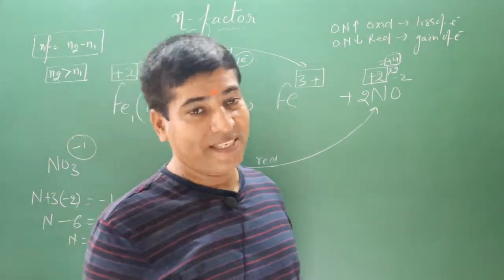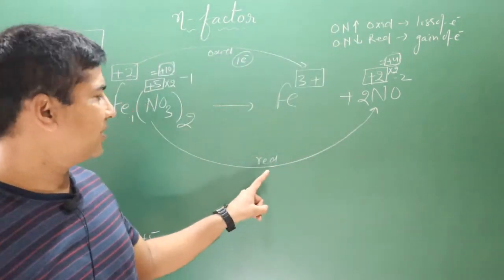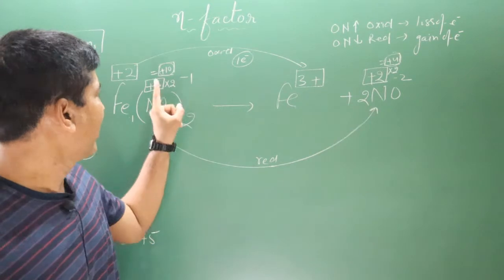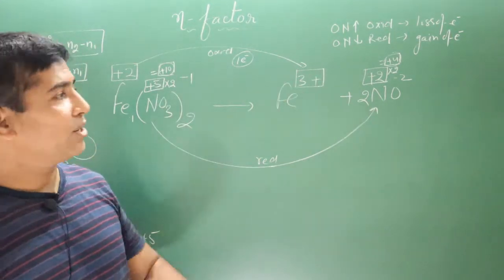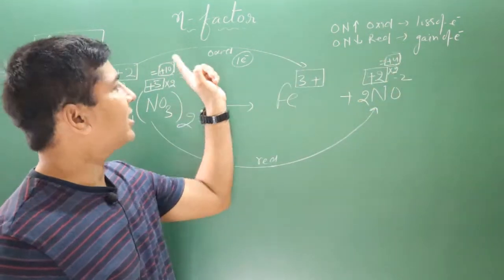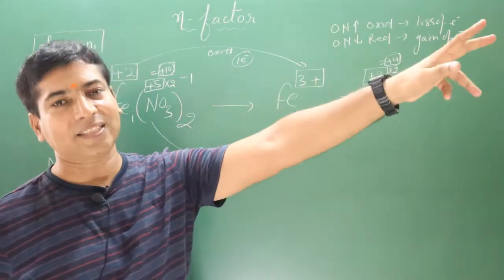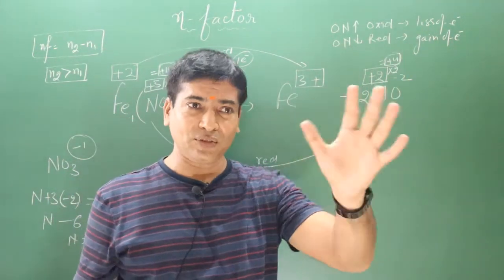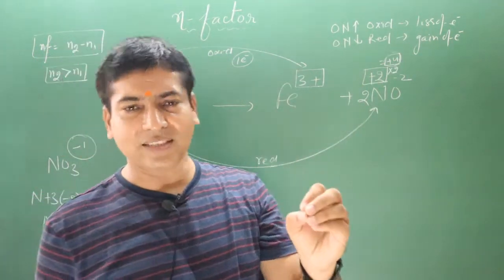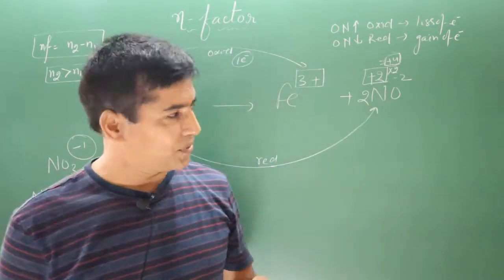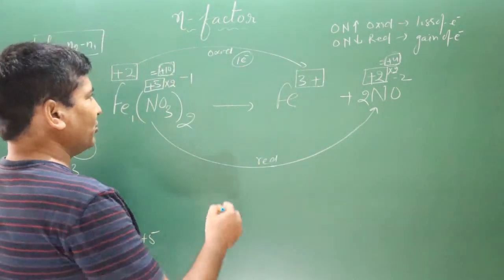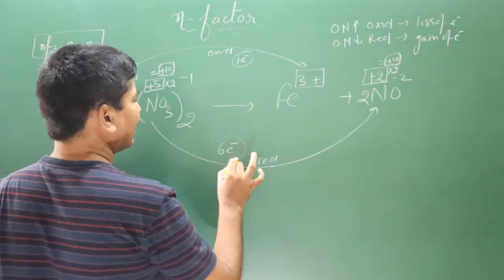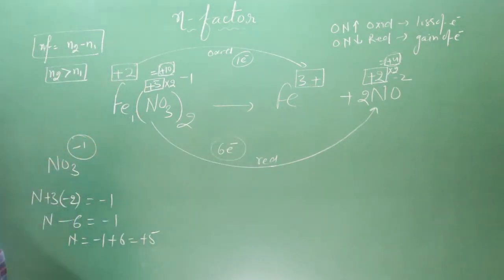10 to 4 is a decrease in oxidation number. This is a reduction reaction. What is the difference in oxidation number? 10 minus 4. Even if 4 is given on this side and 10 on the other side, you cannot say 4 minus 10 because we will get a negative value. The difference in oxidation number should always be positive. So 10 minus 4 is equal to 6 electrons. Since it is a reduction reaction, gain of electron is 6.